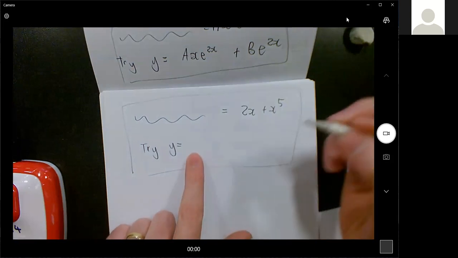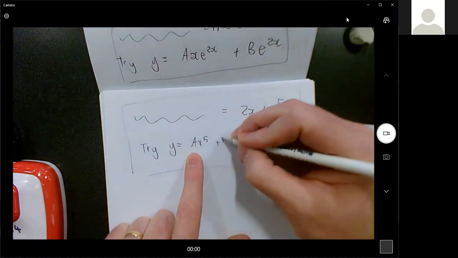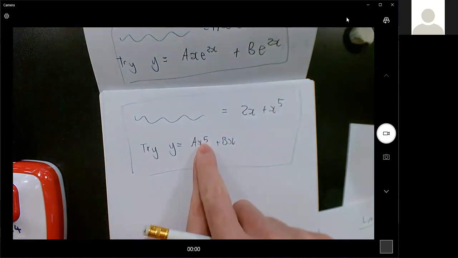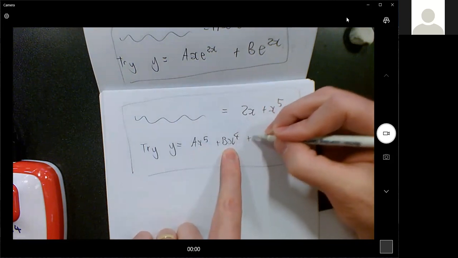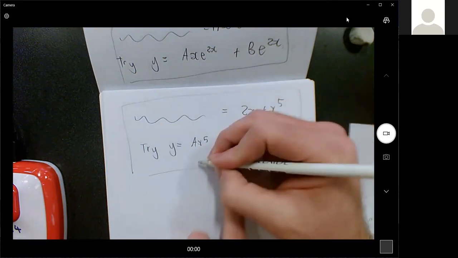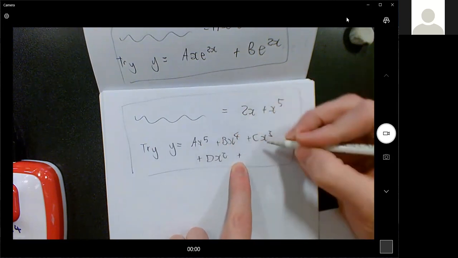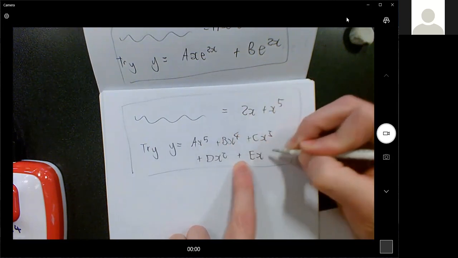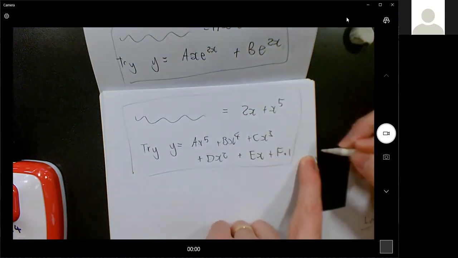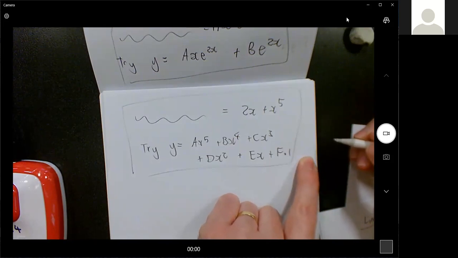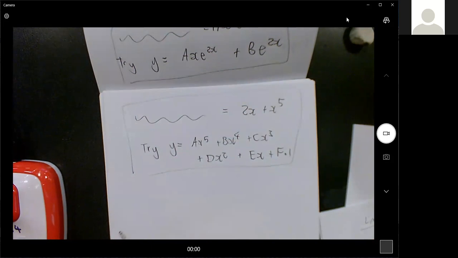I'll try y equals, so I have something x to the 5 and something x. If I differentiate this, I'll get an x to the power of 4. If I differentiate that, I'll get an x to the power of 3. If I differentiate that, I'll get an x squared. If I differentiate that, I'll get an x, and I've already got an x, so that covers that. If I differentiate that, I'll get a 1. If I differentiate that, I'll get a 0, which means I'm not adding any more stuff. And so I've now included all the derivatives of all of these things, and that is the thing I need to use.